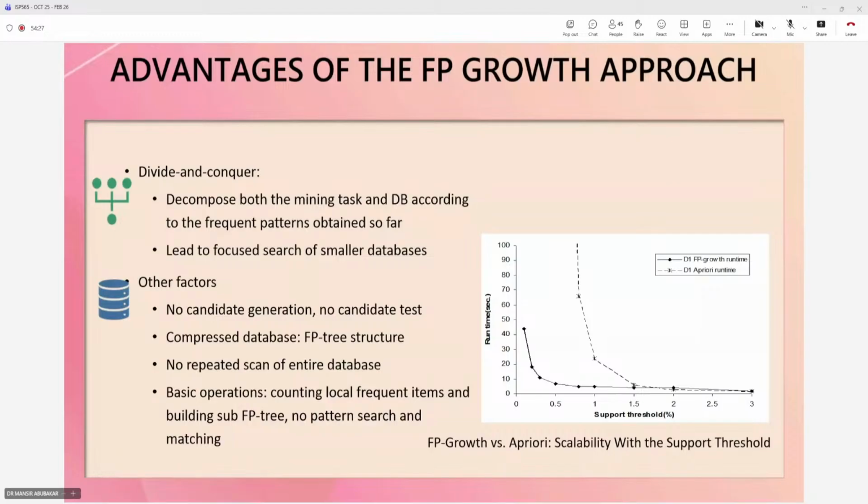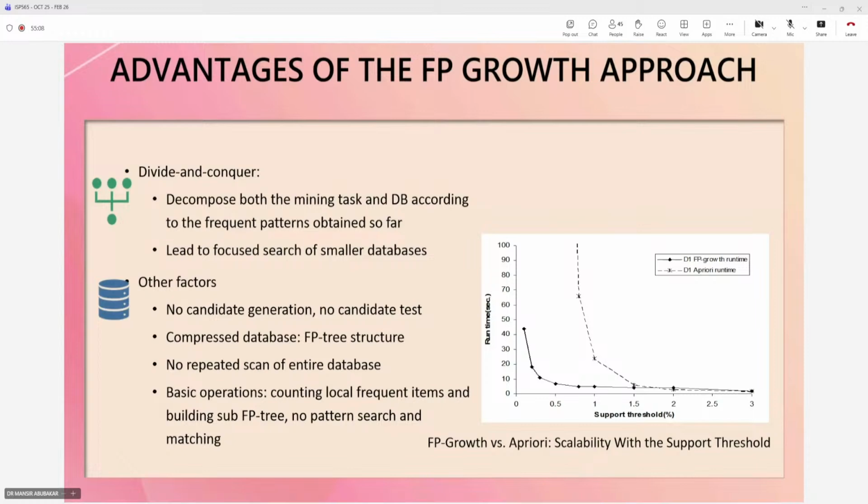So it leads to focused search of small databases, because as we said earlier, it involves only two scans, the first scan and then the second scan. But in the case of the Apriori algorithm, it involves many scans. That many scans lead to what is called candidate generation. So the other factor that gives it an advantage is that it has no candidate generation and no candidate tests. As in the case of Apriori, the generation of candidates is too much, and then it has to scan the database multiple times.